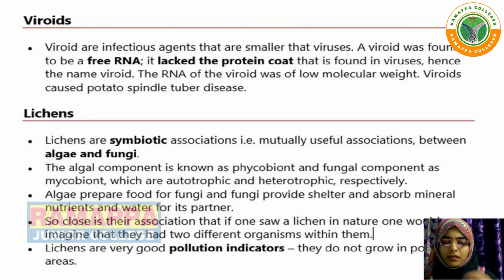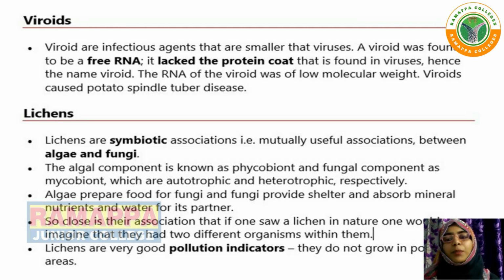Viroids are also viruses but smaller. You can see the viroids are very small in structure when compared to viruses, and they are more dangerous, or you can say more poisonous than viruses, because they contain a free RNA molecule, that is, they do not contain any protein coat. Unlike viruses, where we have seen a protein coat, that is capsomeres, in viroids you cannot see any protein coat, hence they are named viroids. The RNA of the viroid has low molecular weight, and in plants they mostly cause the potato spindle tuber disease.